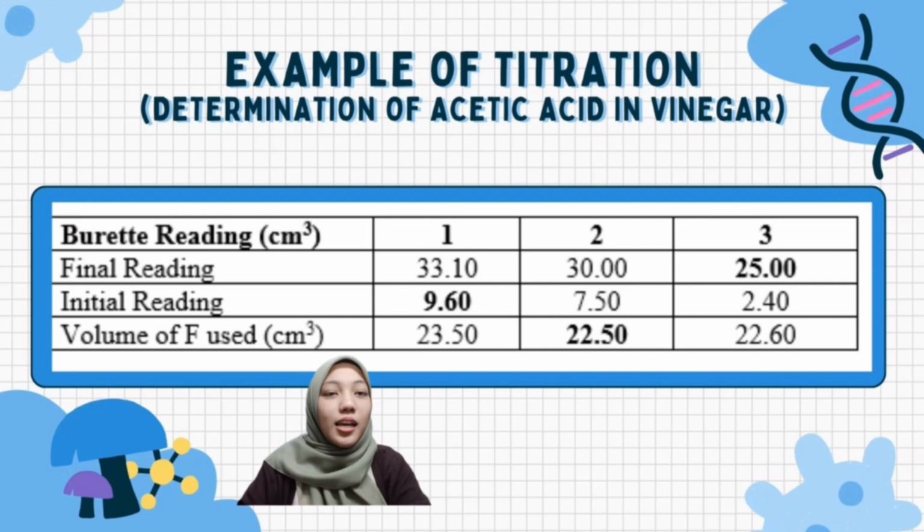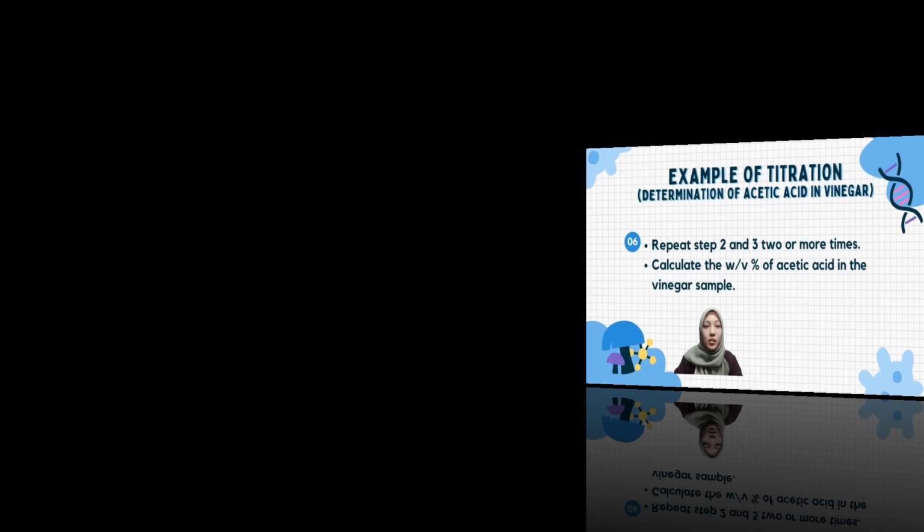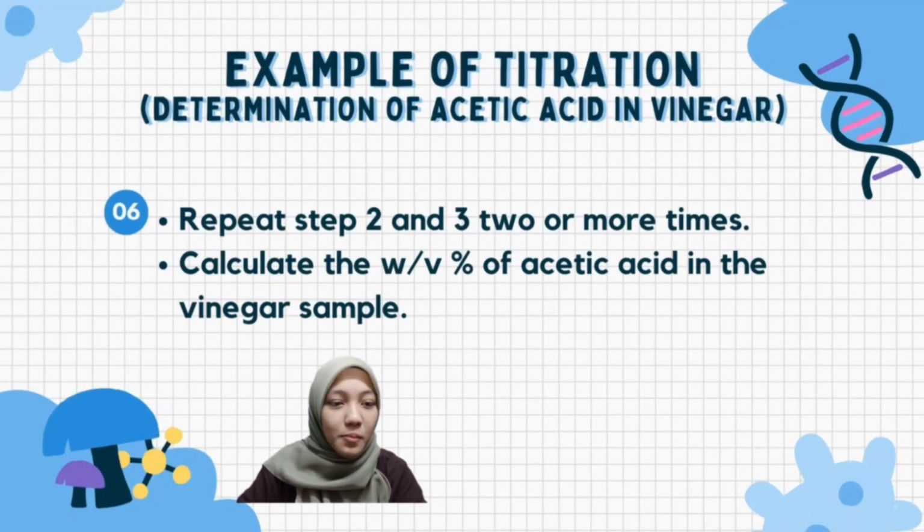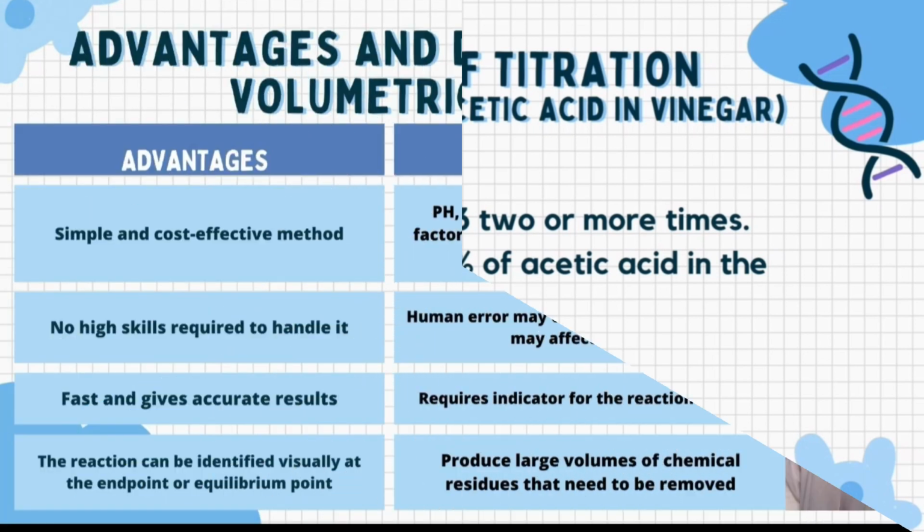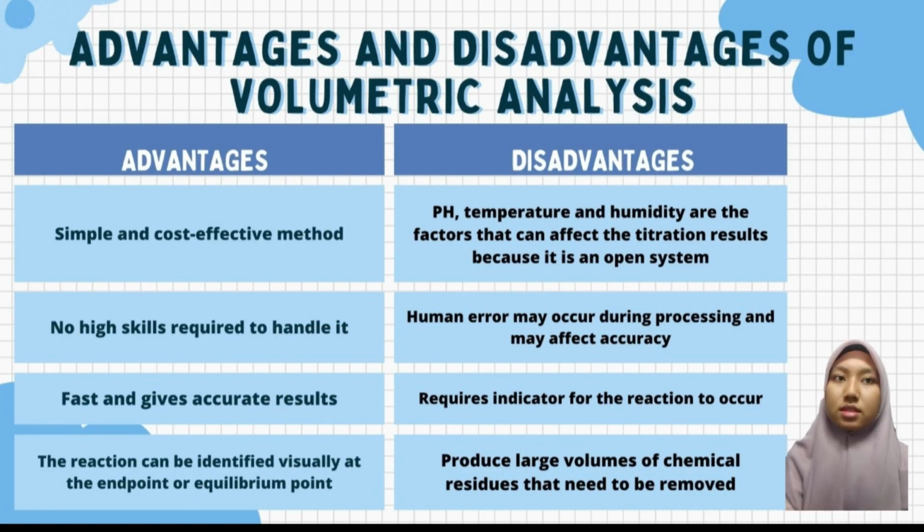So, this is an example of the result that we will get when we are doing this experiment. For the final step, we need to repeat step 2 and step 3 two or more times. After we fulfill all the data, we need to calculate the percent by weight of acetic acid in the vinegar sample. So let's see the advantages and disadvantages of volumetric analysis.